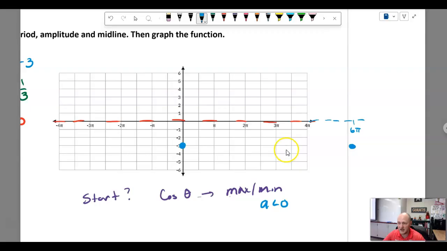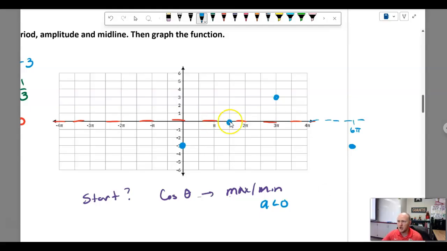So first, cut this in half. That's going to be, for cosine, the other extrema. So at 3 pi, I'm going to have a maximum. And then we split these two intervals, okay? So I'll split this distance, which would be 1.5 pi, and that's going to be a midline for cosine.